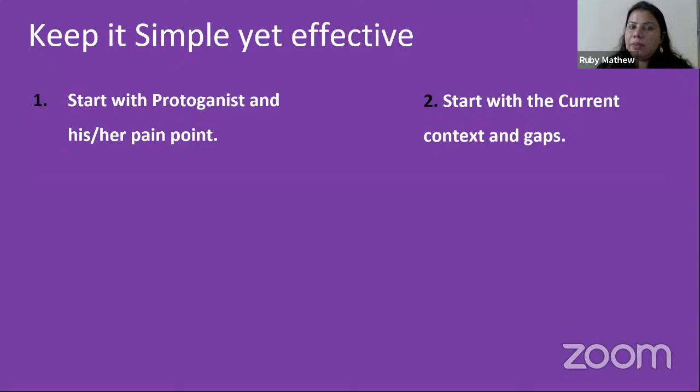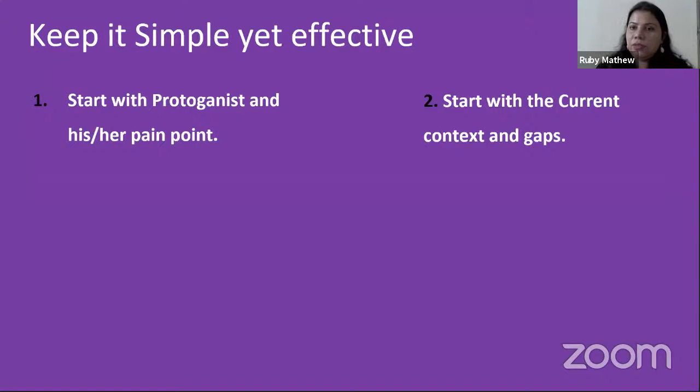You can either start with the protagonist and his or her pain point. So there is a character you've developed, whoever X or Y. She has this pain point, and then you bring in your solution. That is one way of doing it.